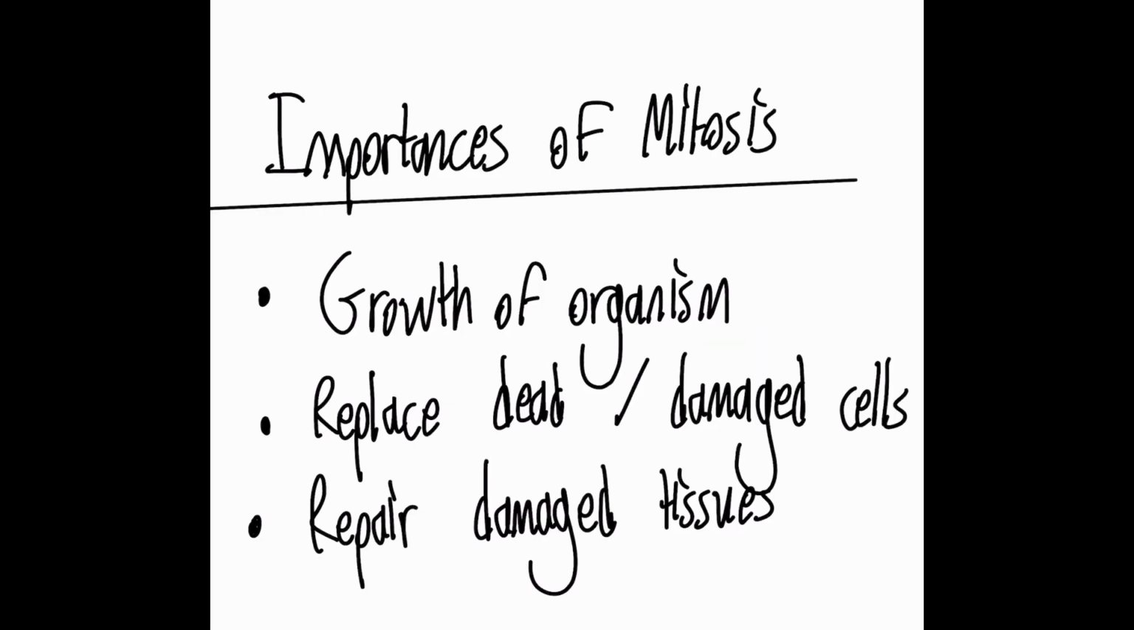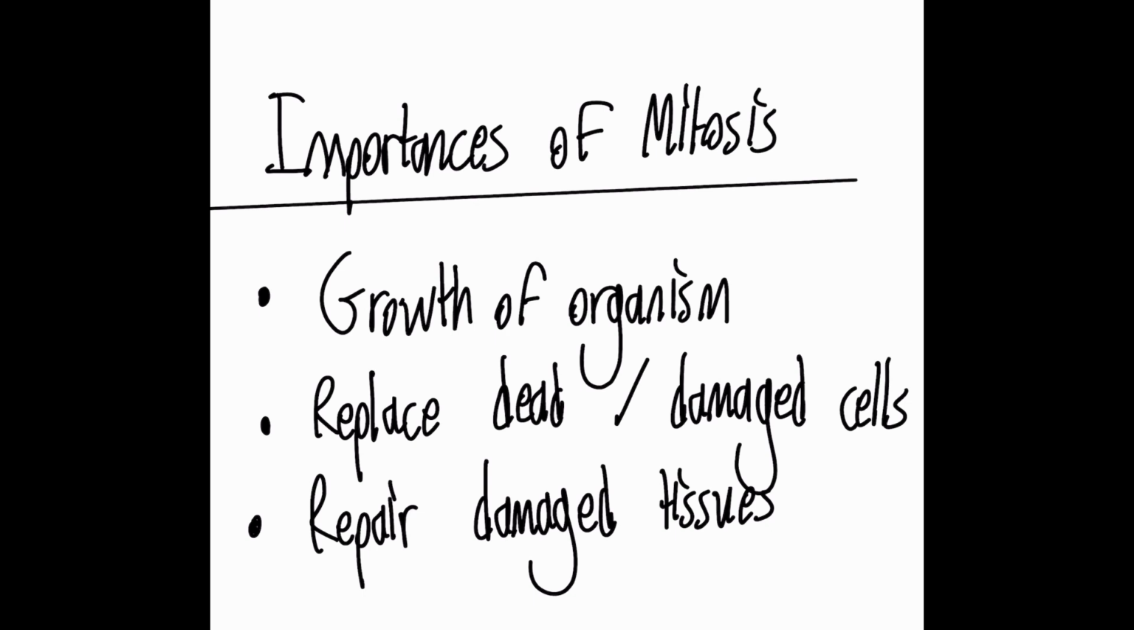Now, mitosis is of course a very important process, but what exactly are the importances of mitosis? If you are asked this question, the way you can think about it is that mitosis is the process that technically gives us a continuous supply of new cells. So whenever we are asked the importances of mitosis, you can always think about it in this way. What is the importance of having a continuous supply of new cells for an organism? So let's take a look.